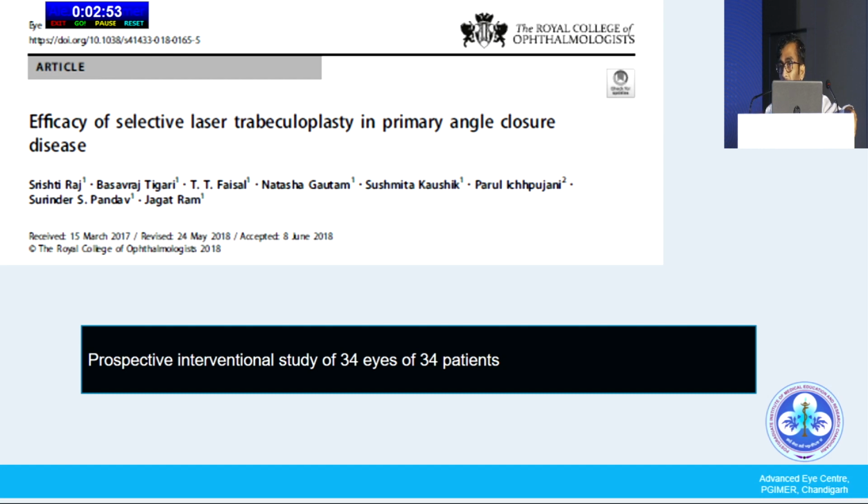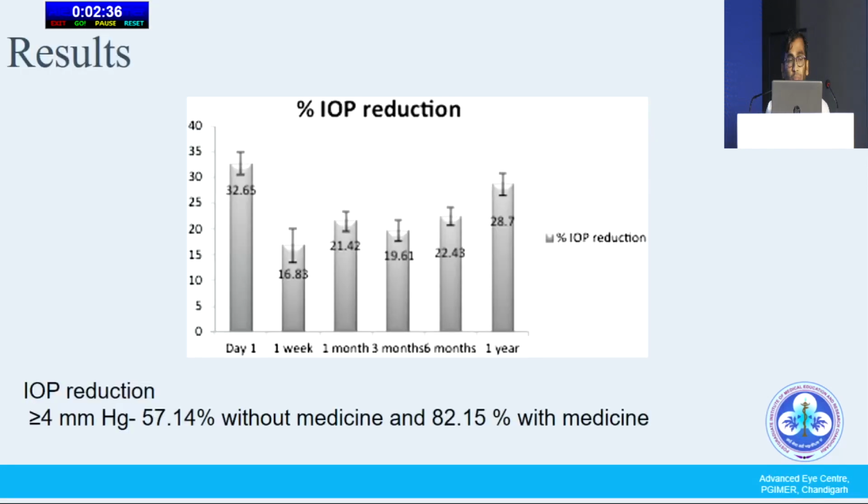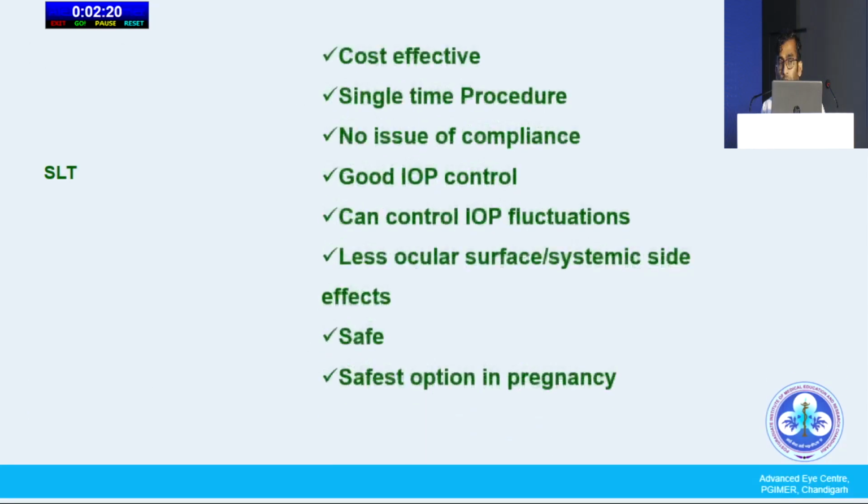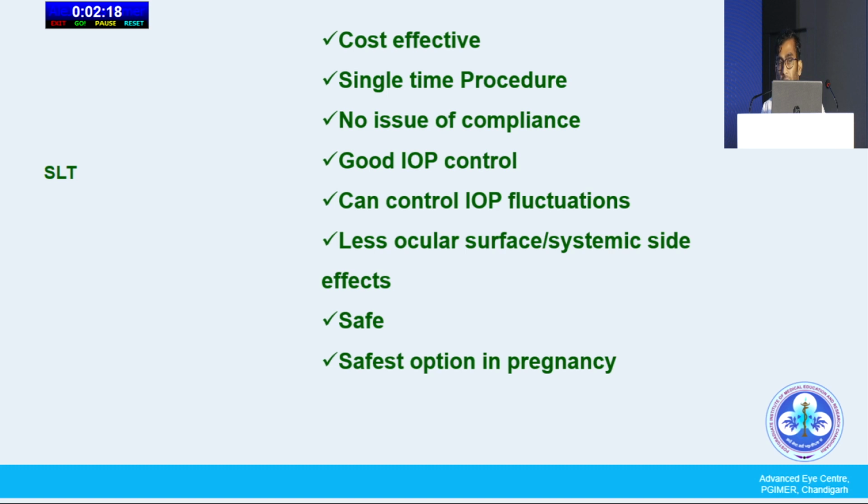Do a laser iridotomy first. If a patient requires anti-glaucoma medication after laser iridotomy, then you can try SLT, provided the angles are open at least 180 degrees. That means you can visualize pigmented trabecular meshwork for at least 180 degrees. In our patients, more than 4 millimeters of mercury reduction was achieved in more than 50% of patients without any requirement of additional medications. So this is a cost-effective, single-time procedure. In many cases you can repeat it also.